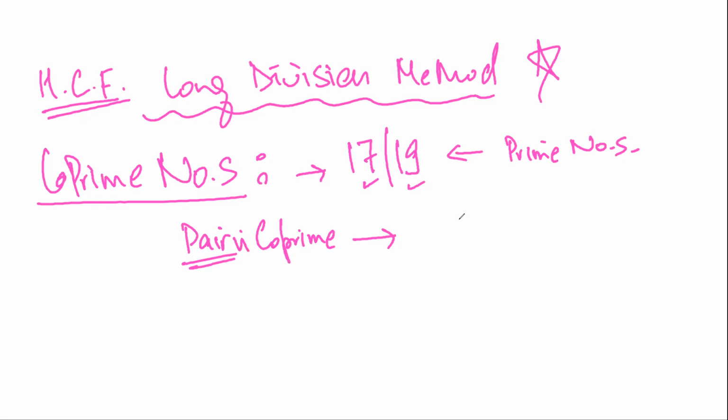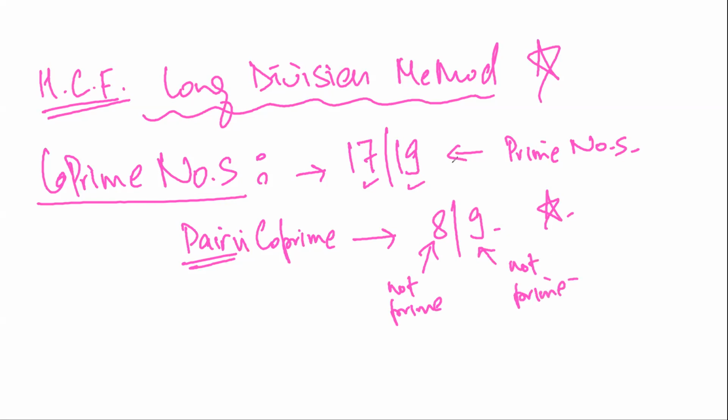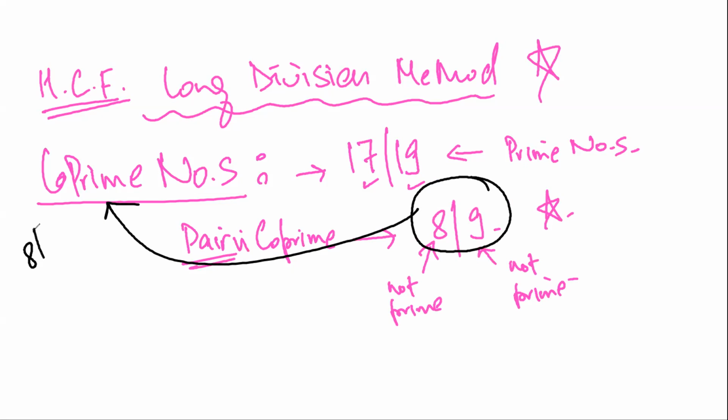So 8 and 9. I'm sorry, 8 and 8 and perfect. Perfect. So 8 is not prime. 9 is not prime. But together, they are co-primes. Yes or no, sir? Yes, sir.